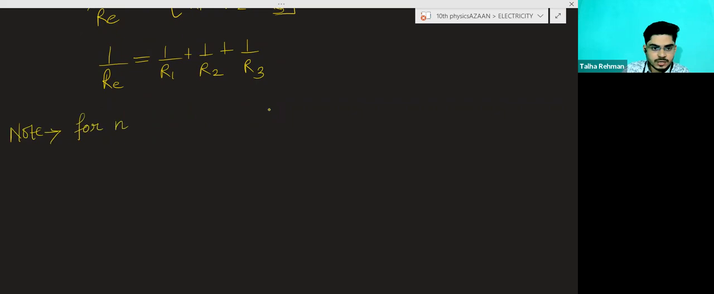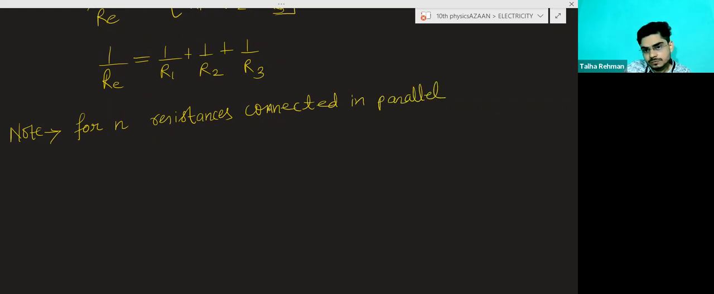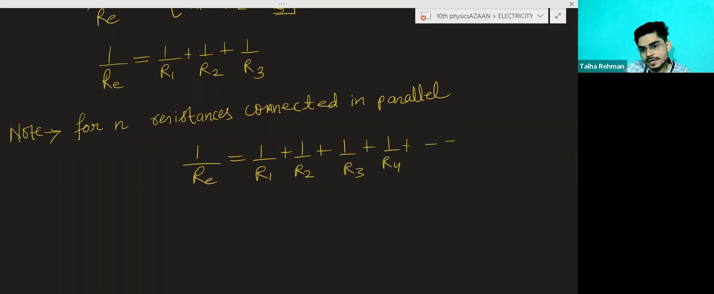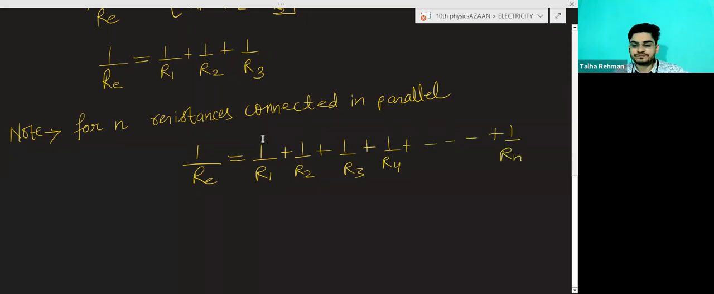For n resistances connected in parallel, 1 upon R equivalent is equal to 1 upon R1 plus 1 upon R2 plus 1 upon R3 plus 1 upon R4 and so on, plus 1 upon R of the nth resistance.